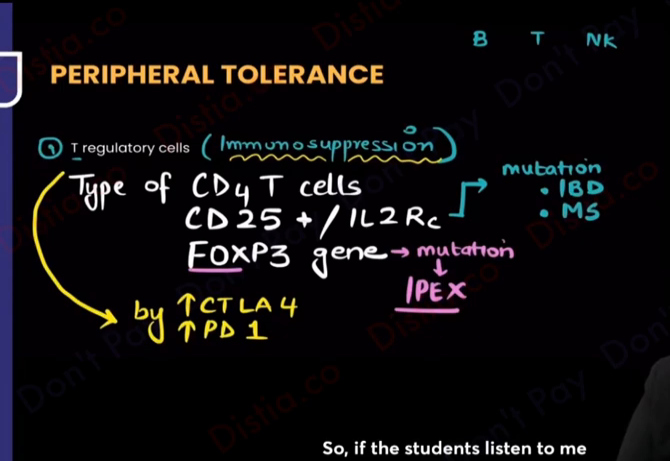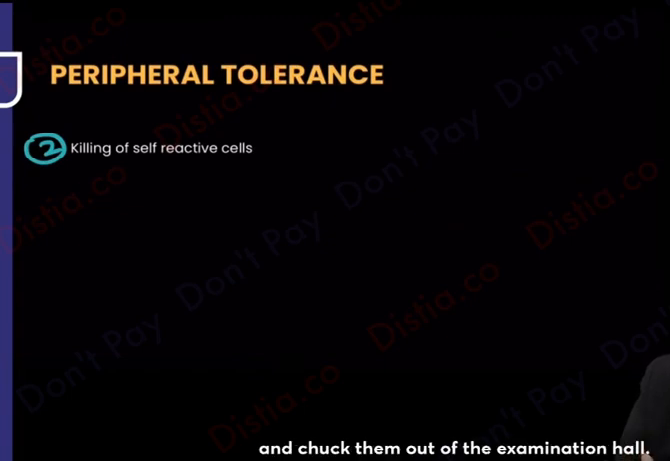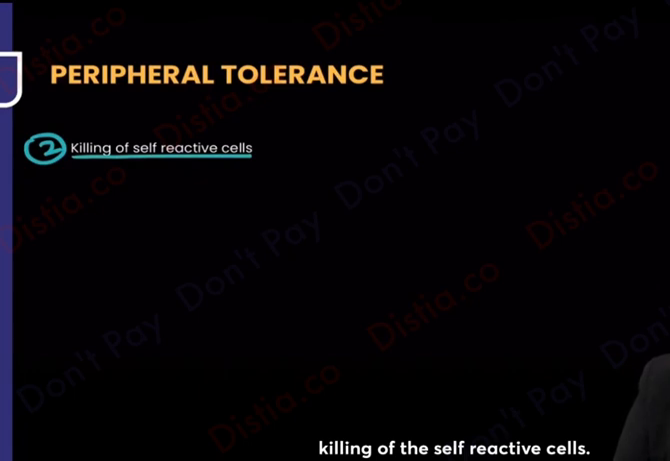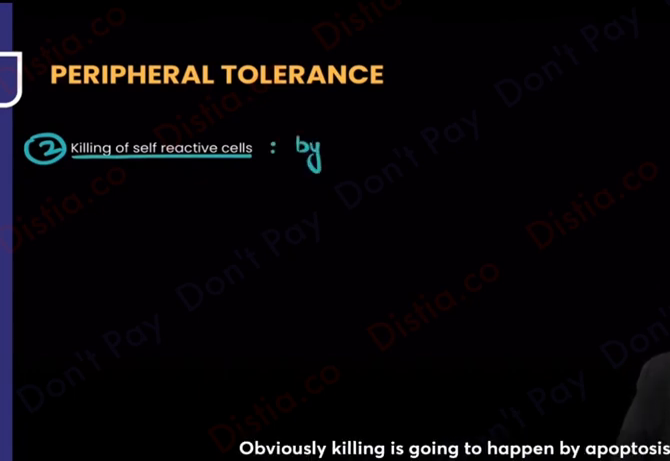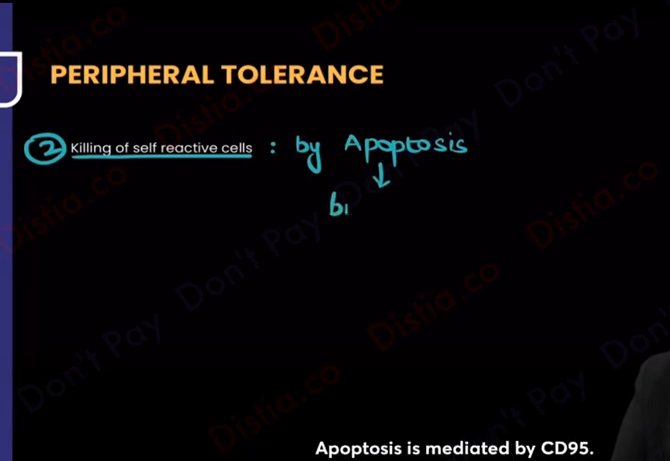So if the students listen to me and they stop cheating, very good. But if the students don't listen to me and they continue to cheat, what is the second thing that I'm going to do? I am going to have to take away their answer sheet and chuck them out of the examination hall. If they continue to kill me, killing of the self-reactive cells. So remember, how does killing happen? Obviously, killing is going to happen by apoptosis, and apoptosis is mediated by which CD marker? Apoptosis is mediated by CD95.